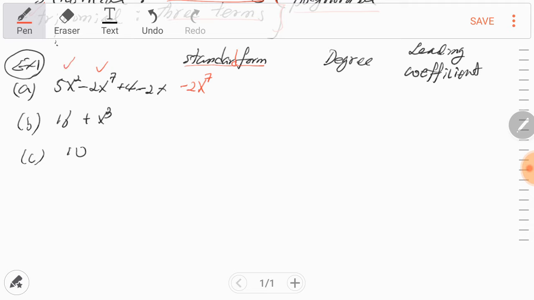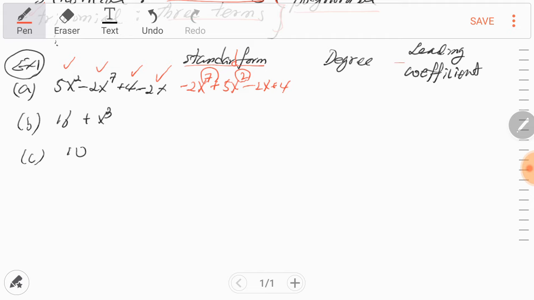And the next one is this, so plus 5x squared. And next is this, so minus 2x. Finally the constant, plus 4. So make sure the power is in descending order. In this case, we don't have to write 1.